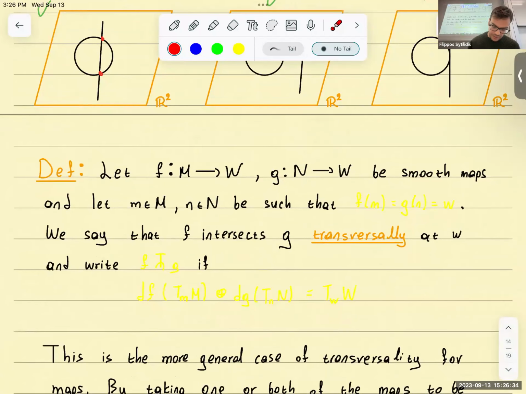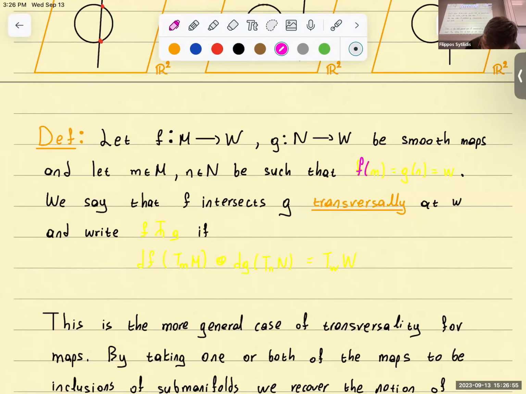So the precise definition, which I'm going to give for smooth functions: if I have two smooth functions, one goes from M to W, the other goes from N to W, and I have a point in M and a point in N so that f of m equals g of n, so I have an intersection at W of f and g, we say that this intersection is transverse, and I guess that's the notation for it.